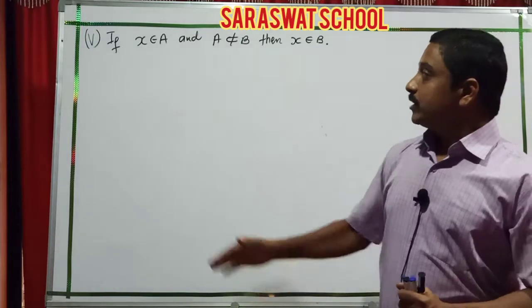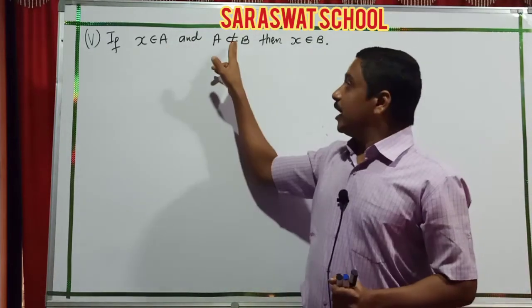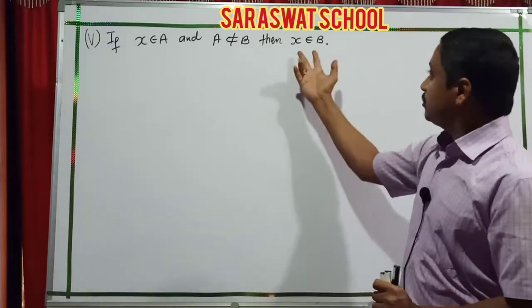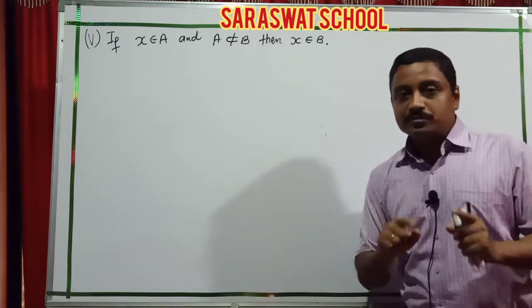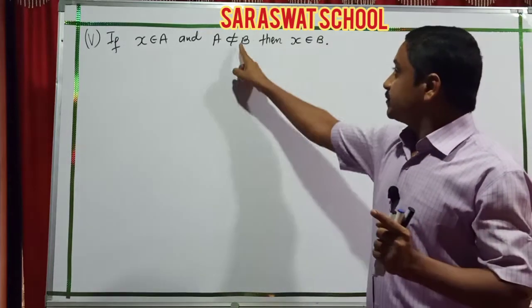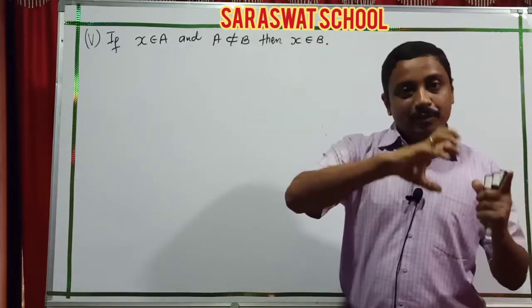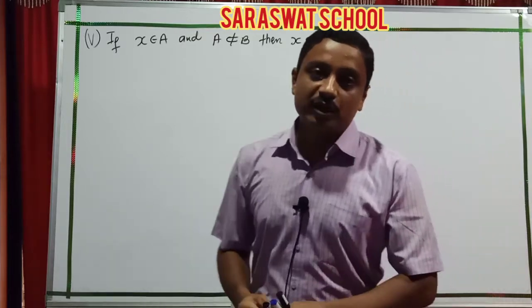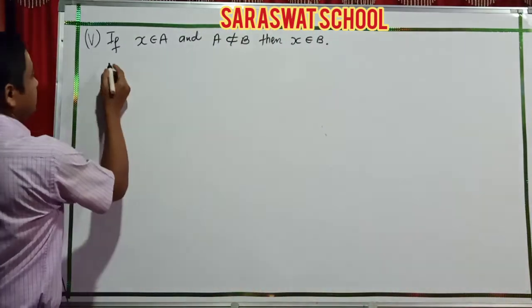One more numerical, students, question two, fifth one. The question is: if X belongs to A and A is not a subset of B, then check whether X belongs to B. Students, belongs to means that it is one of the members, and subset means the total set is present in the given set. Then it is a subset. So here also the same explanation.